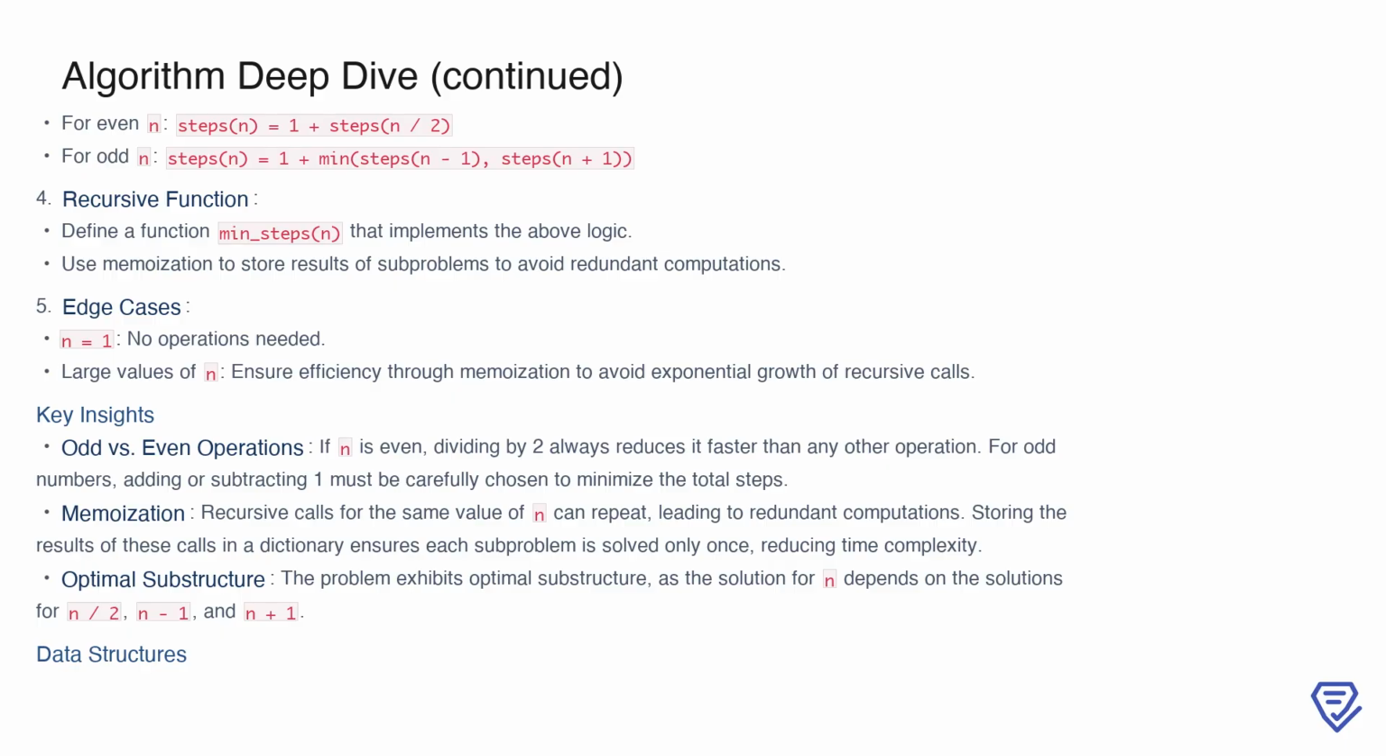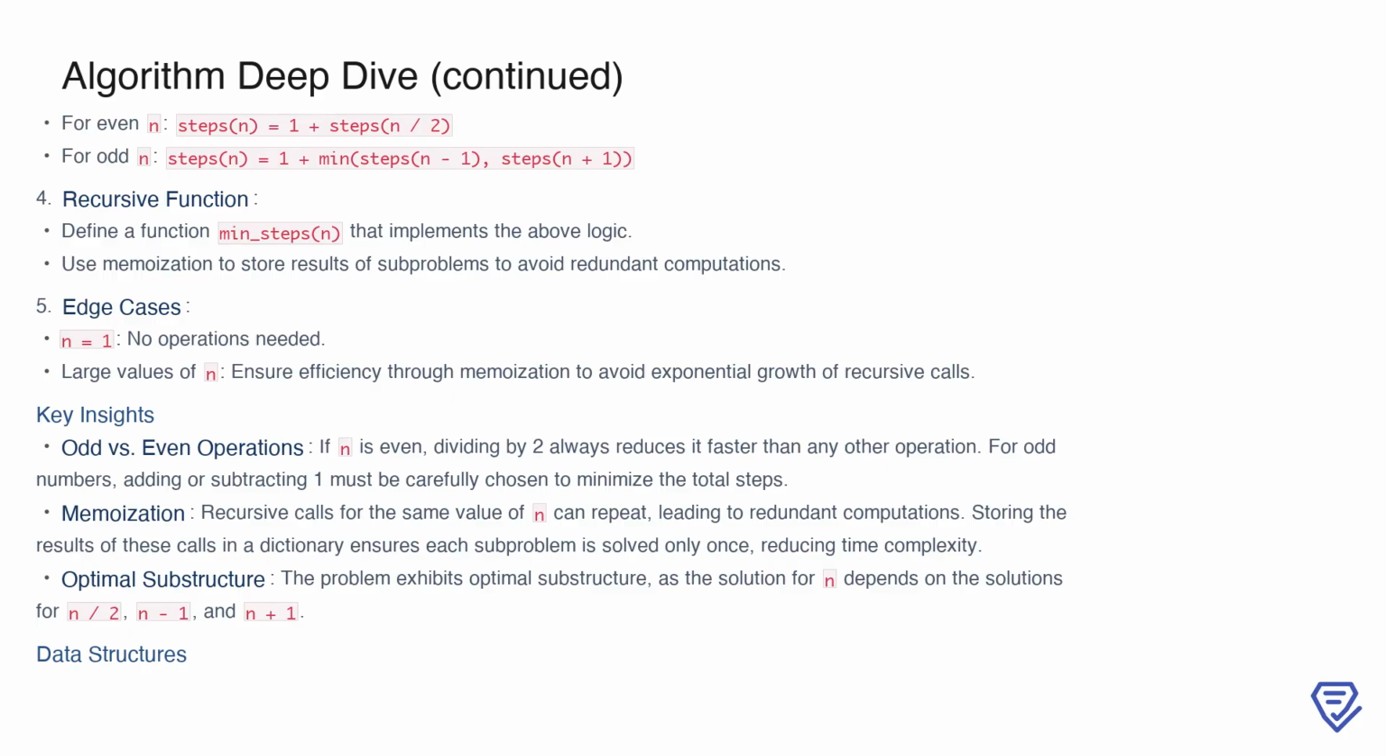However, recursion alone can become inefficient for larger values of n because the same subproblems are recalculated multiple times. To address this, we use memoization, a technique that stores the results of subproblems in a dictionary. This ensures that each subproblem is solved only once, significantly improving efficiency.